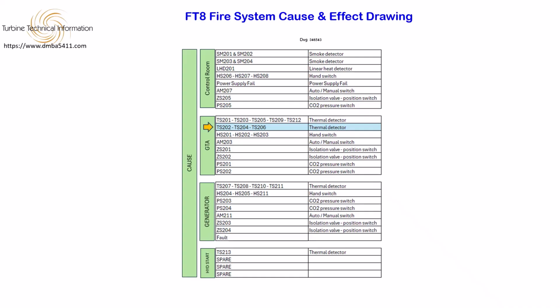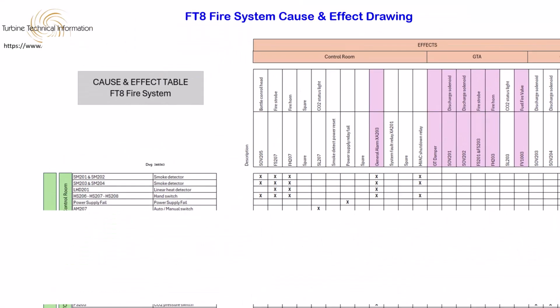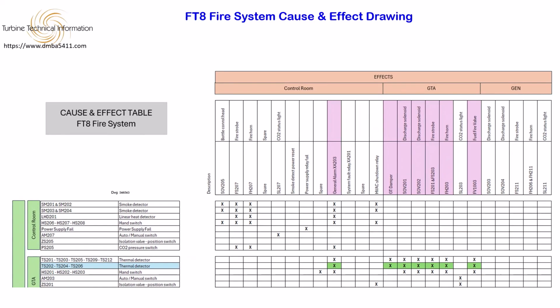Next, we'll look at the effects portion of the cause and effect matrix. Starting at the thermal detector TS204, we move horizontally across the matrix to the first cell marked with an X. That X indicates an effect resulting from the fire detected by TS204. Moving vertically up the matrix, we first see a general alarm, XA203, enunciated in the control room.